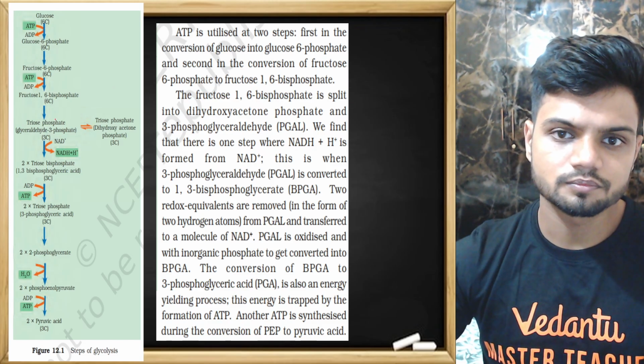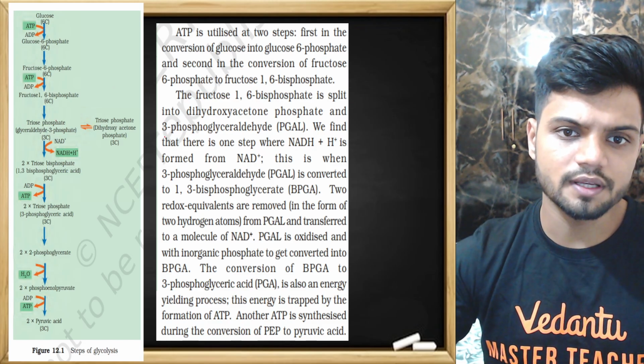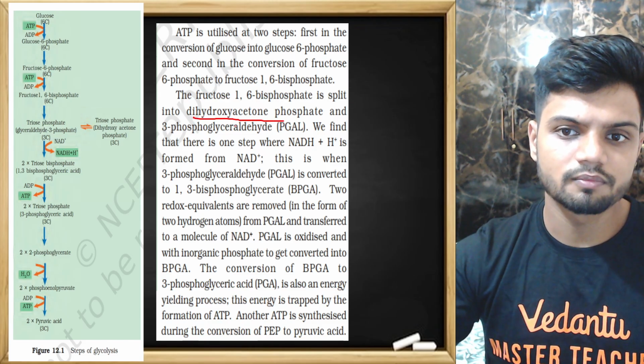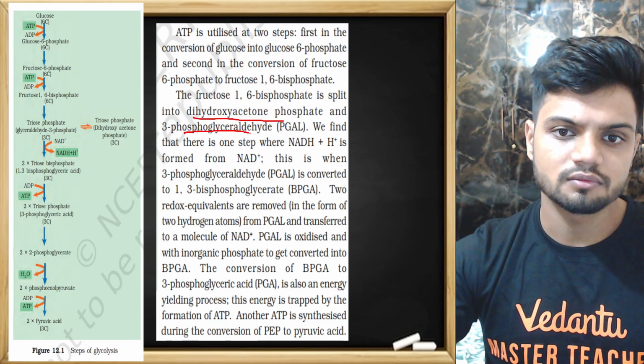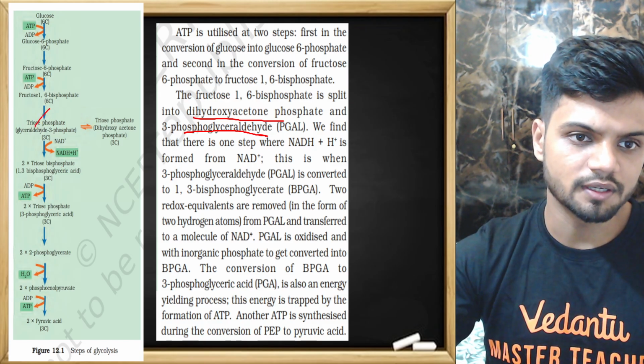Okay. Fructose 1,6 bisphosphate is split into DHAP and PGAL. Here, in this step, it is splitting into 2 things.